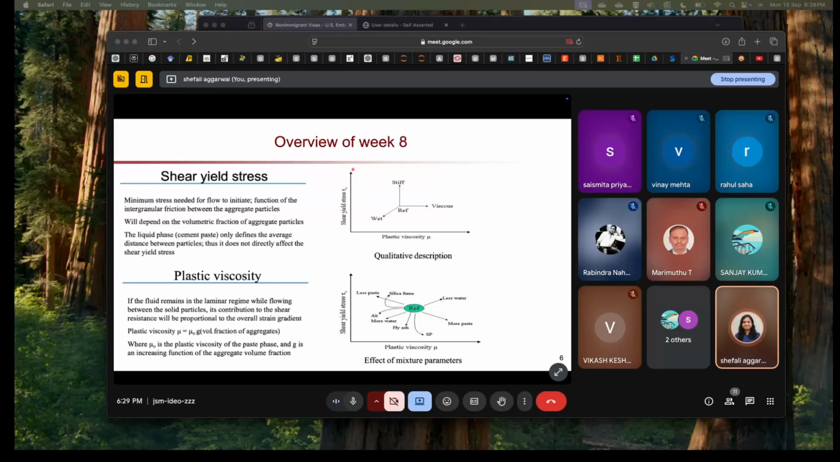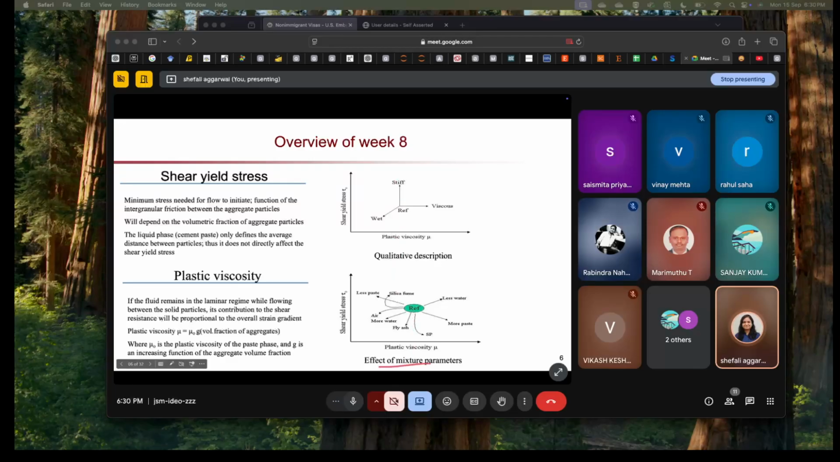If you plot a graph between yield stress and viscosity, and this is your base concrete, if your graph is moving in this direction, that means it is becoming more viscous in nature. But if it is moving in this direction, it is becoming more wet or less viscous, let's say more thin. And if we go in this direction, your stress is increasing, then it will become more stiff.